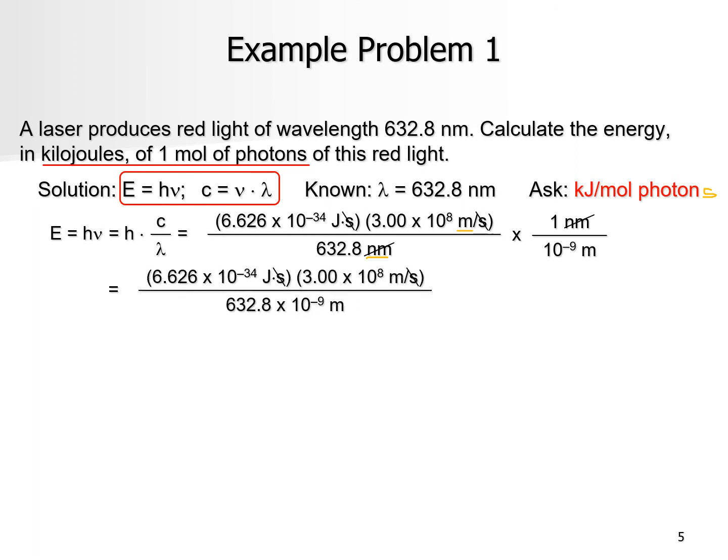This calculation gives us 632.8 times 10 to the negative 9th meter. Of course, you can write this as 6.328 times 10 to the negative 7th meter. It doesn't make much difference there. This way we can cancel meters, and that leaves us the joules. Joule is a unit, right? Because we notice there's a kilojoule, joule should be the unit for this calculation, because joule is a unit of energy anyway. So let's carry out the calculation. We found 3.14 times 10 to the negative 19th joule.